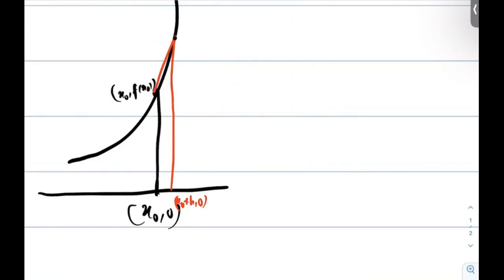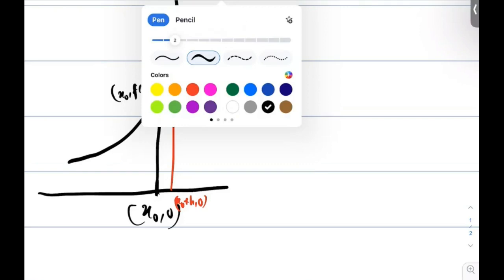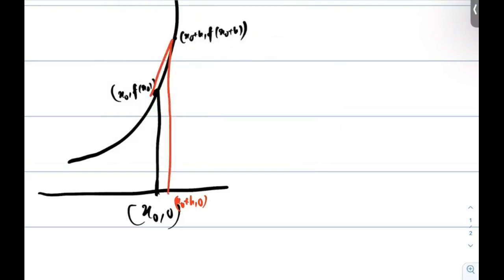This is x naught plus h comma f of x naught plus h. And you can see that Newton told that if you move this red curve, if h becomes closer to 0, then at this limit, it will be this line. That's what it's telling you.